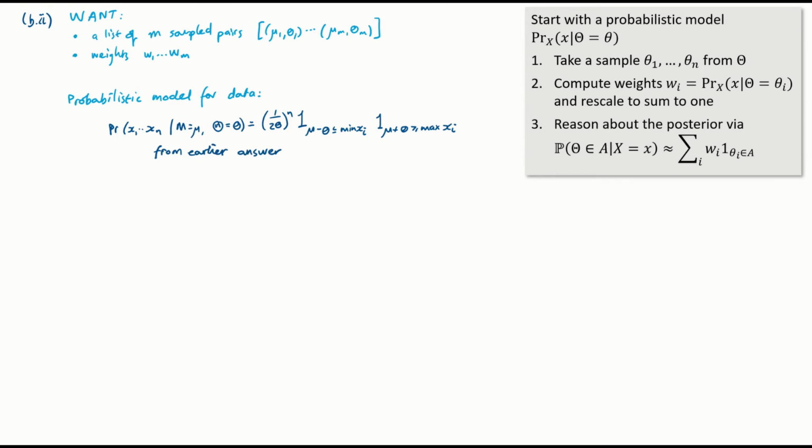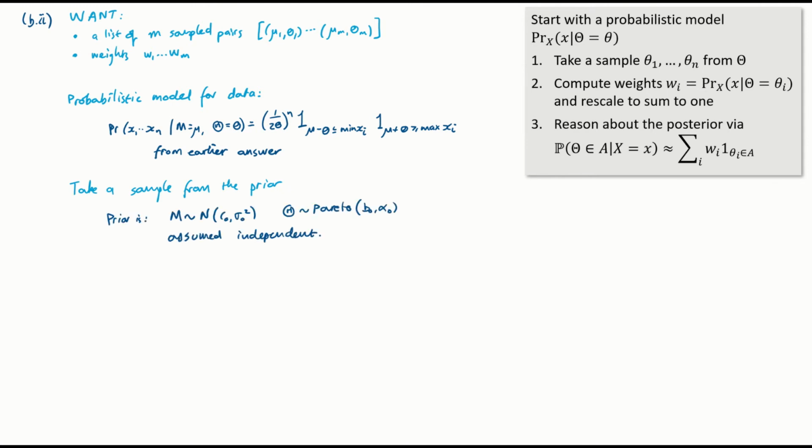Start with the probabilistic model. That's what the first step of the recipe is. We've done this already. This is from our previous answer. Next, take a sample from the prior. We're told what the prior is. The prior is mu is normally distributed with mean C0, variance sigma naught squared. Theta is Pareto with parameters B0 and alpha naught. As we did in the previous part, we shall assume that they're independent because we're not told otherwise.